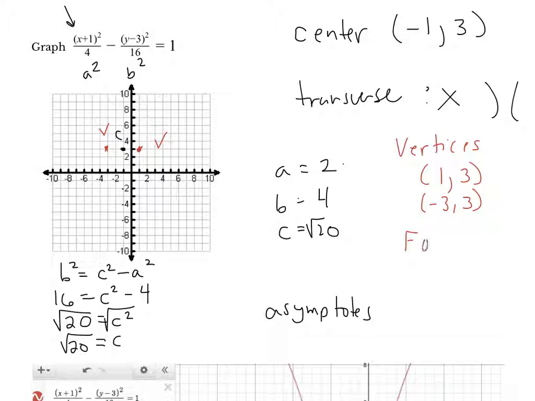If I want to find my foci, it's a little trickier. I have to go square root of 20. Square root of 20 is, again, about 4 point something. So if I go out 4 point something units, I have a focus there. So for my foci, I start at negative 1, and I'm adding the square root of 20, whatever that is, but I'm still at a value of 3. And then I'll subtract it the same way, and I'll get my foci. Now the foci are really not part of the graph. They're just the nice points that the hyperbola is determined by.